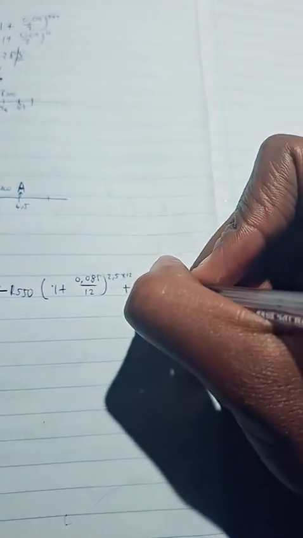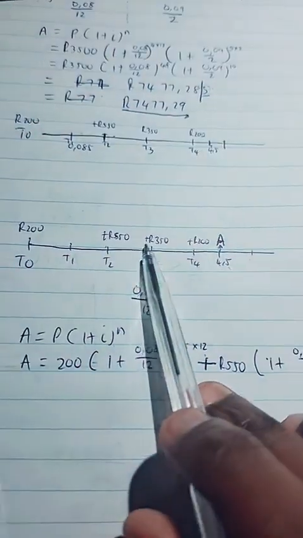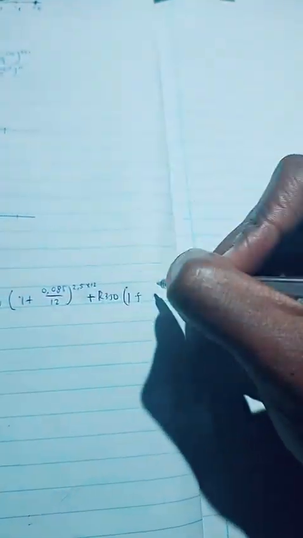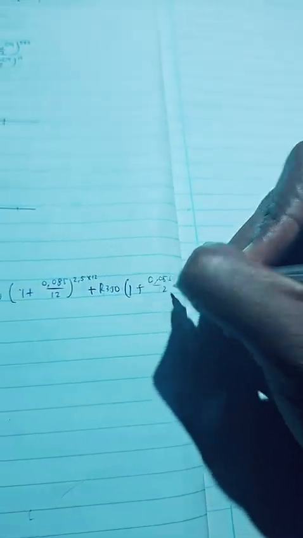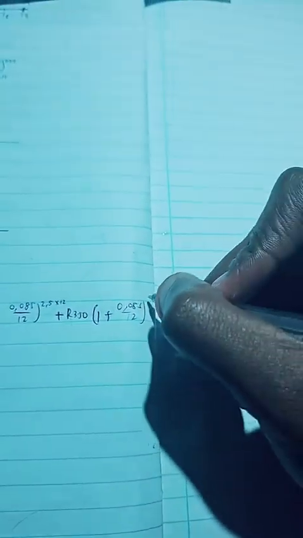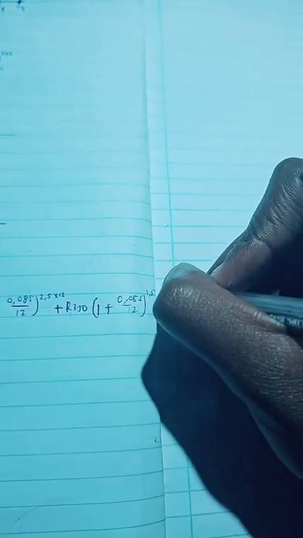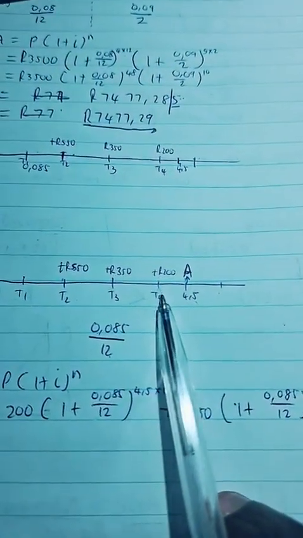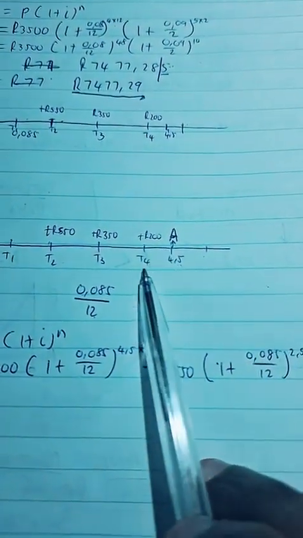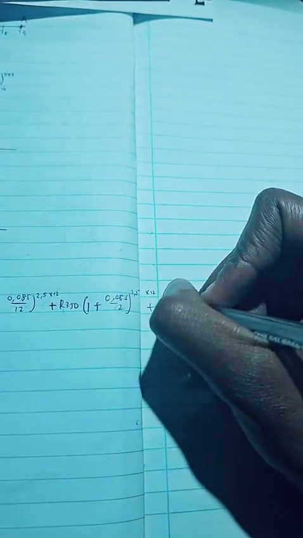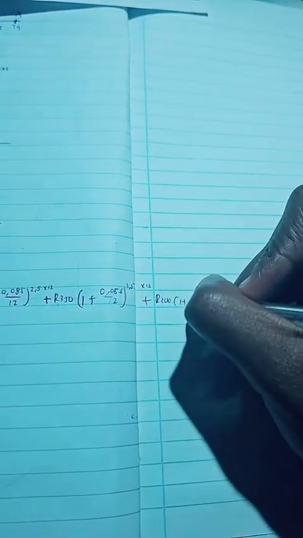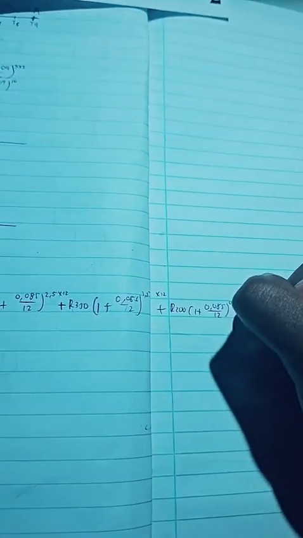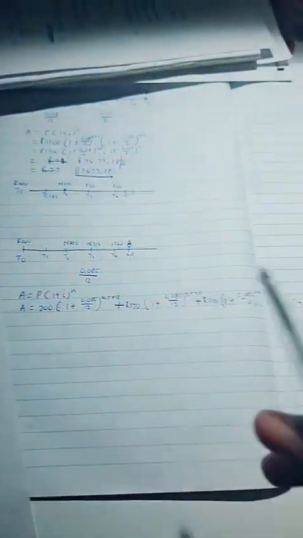And then the interest rate it enjoys for how long? For 1,5 years. So we say 1 plus the same interest rate, 0,085 divided by 12 to the power what? 1,5 times 12. Then one more, we add what? 200. How long does it enjoy the interest rate? For 0,5 years. So we are going to say plus 200, 1 plus 0,085 over 12 to the power what? 0,5 times 12. There it is, guys.